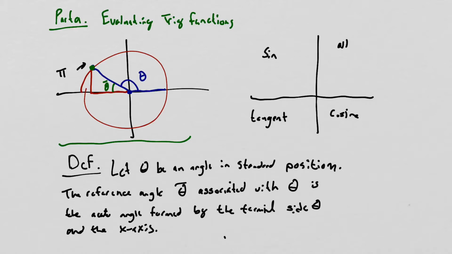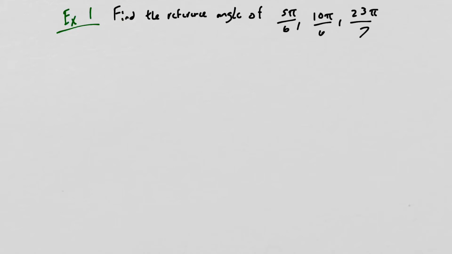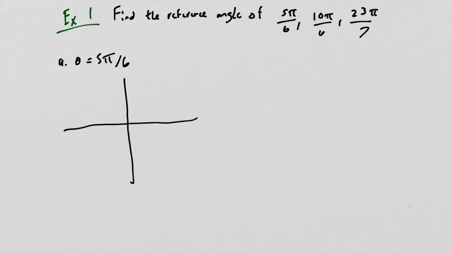In example 1, we'll find the reference angle of a few different angles. Let's find the reference angle of the following 3 angles. In part A, we'll be looking at theta is equal to 5 pi divided by 6. We can start off by drawing our xy plane. And then let's draw the angle theta that we're given.